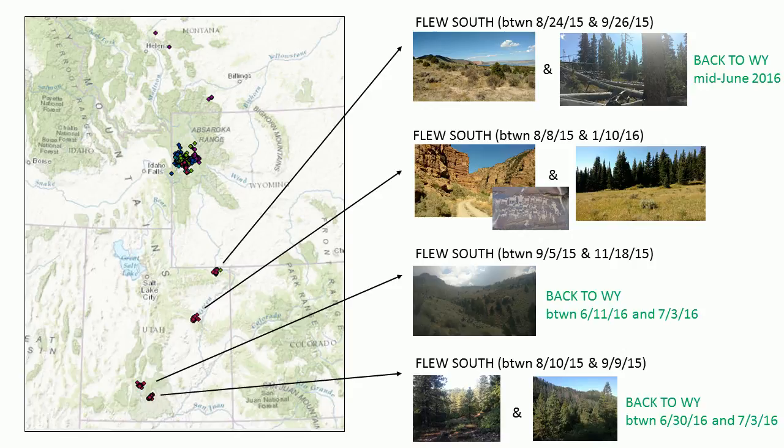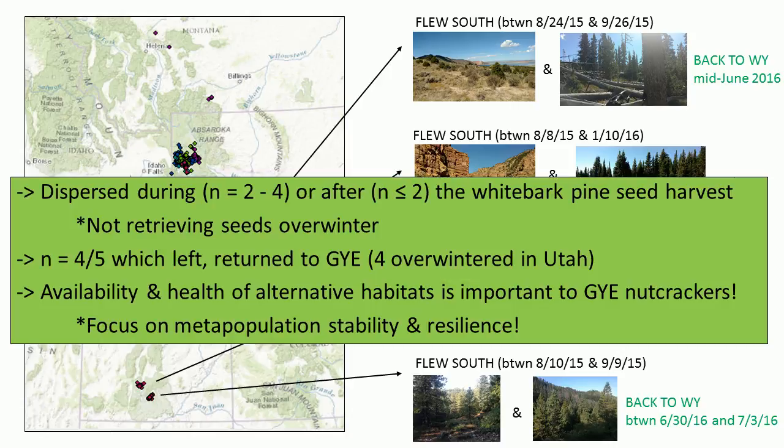One of the most important points here is that these birds seem to leave during the whitebark pine cone harvest. They were leaving in August and September. And when they left, they flew to pinyon pine habitat, to ponderosa habitat, to Douglas fir habitat. They don't seem to have a high fidelity to whitebark pine. This just suggests that we should really focus on the metapopulation stability and resilience, not necessarily just the stability and resilience at a local level.